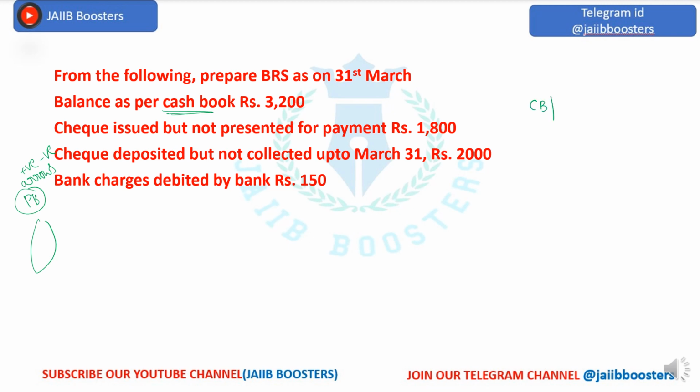CB, PB. What is the first? Check issued but not presented for payment. Here, check issued but not presented for payment. In that sense, the check is issued but not presented for payment. Here, payment hasn't been done. So in this case, without payment being done, the passbook balance is the same as before, right?